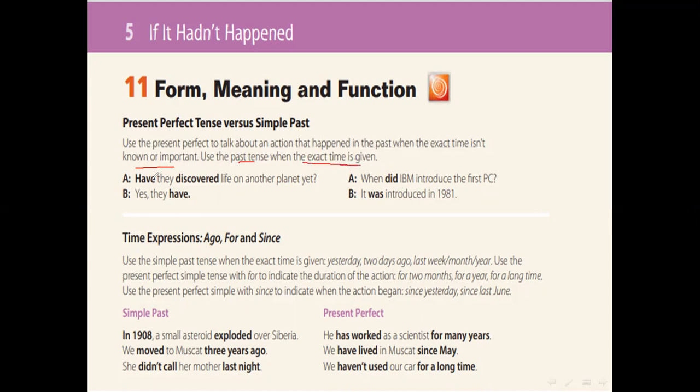For example, have they discovered life on another planet yet? Yes, they have. Here we use present perfect, have or has plus past participle. Why? Excellent. Because the exact time isn't known. Okay, and also because of the time expression yet.